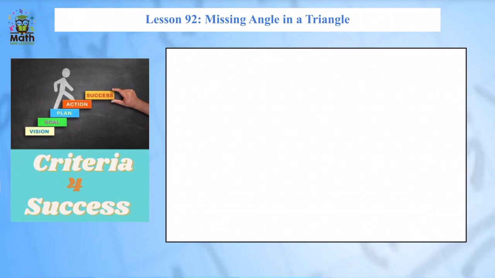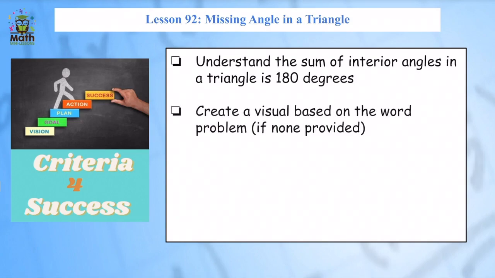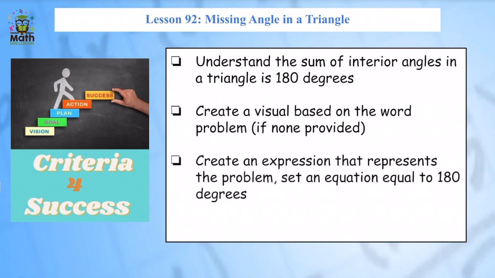Now that we know a little something about interior angles of triangles, we're going to use this information to find the missing angle in a triangle in lesson 92. In this lesson, these are things to look out for: how we understand the sum of the interior angles of triangles, how we create a visual based on the word problem if none is provided, and we use that to create an expression for the problem, setting the equation equal to 180 degrees. And finally, use those EE skills to solve for that unknown angle.